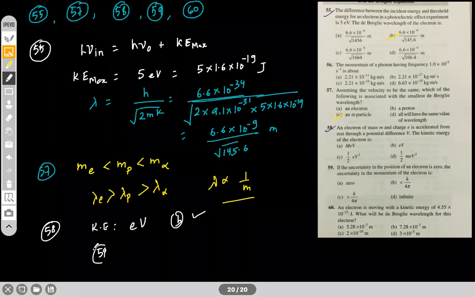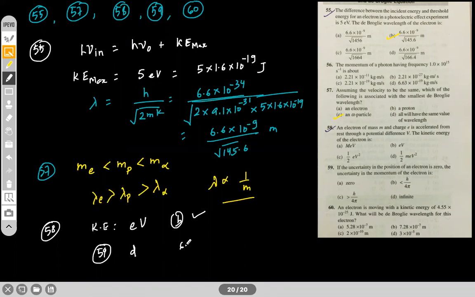59, what is the answer for 59? The uncertainty in position of an electron is zero. The uncertainty in momentum, right? That would be infinity. Option D is correct. 60th one, the electron is moving with a kinetic energy of this. What will be the de Broglie wavelength of this electron? We know the formula lambda is equal to h by root under 2mK. You substitute all the values and you'll get the answer.